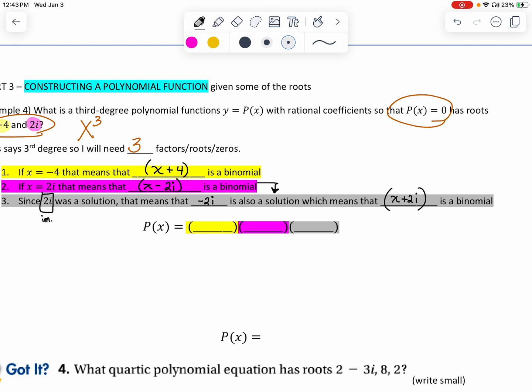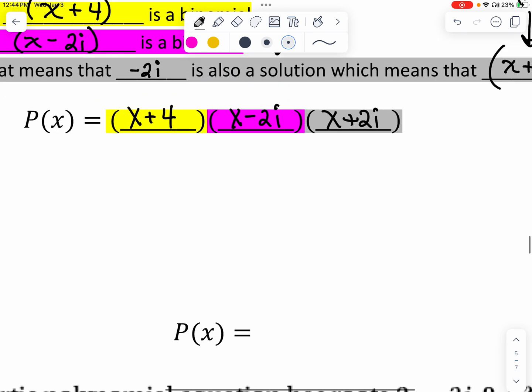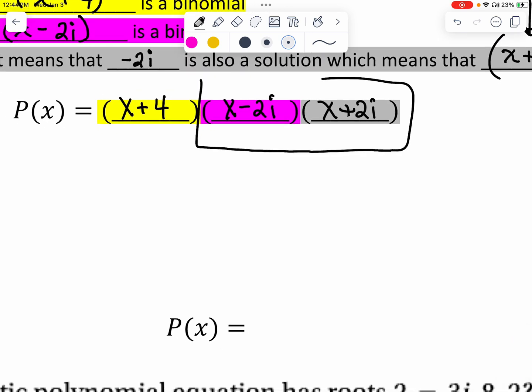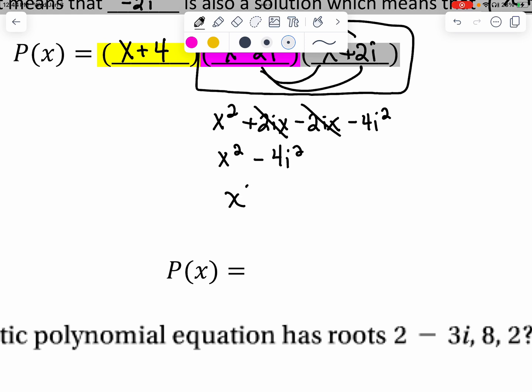So this polynomial would be made up of x plus 4. It would be made up of x minus 2i, and it would be made up of x plus 2i. Remember, this one was implied, and that came from this theorem up here, the conjugate root theorem. All right, now we have to distribute this together to get it in standard form. I will always encourage you to multiply the conjugate pair together first. So distributing together, I would get x squared plus 2ix minus 2ix minus 4i squared. That will become x squared minus 4i squared, because those cancel. And then this, you do have to remember from chapter 4, is really x squared plus 4, because i squared is -1.